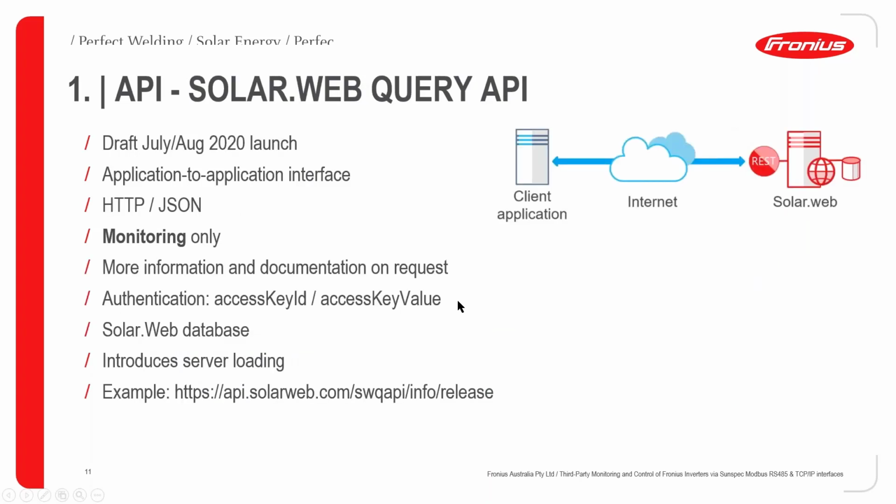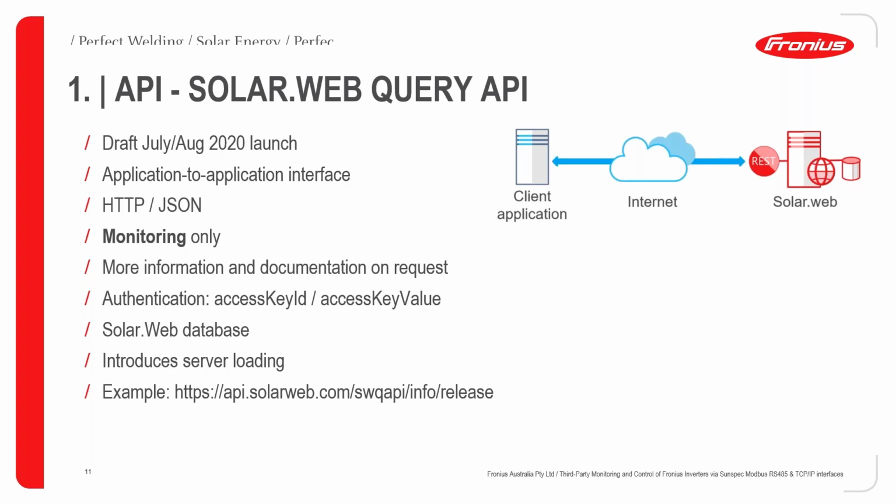Something we've been working on quite eagerly as well, Solar.web Query APIs. So this will be direct integration with Solar.web, which is our database. Key point to take away here is that it is at a final draft stage. It should finally be available about July, August 2020. It is an application to application interface in a way, so that's a key point to understand when you want to integrate and things like that. It does work on JSON, so HTTP protocol. At the moment, it's still only monitoring. You can always get more information and documentation of this, obviously, on request. Just let us know. We'll share all the information that's available.